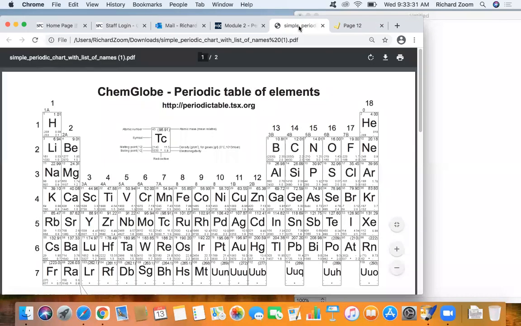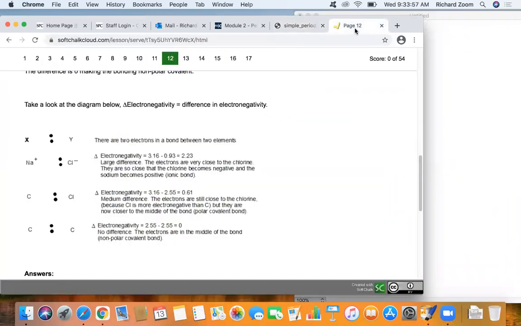So in summary, when you've got two elements that are far apart, metals and non-metals, for example, it's going to be ionic. When you've got two non-metals in the same region that are different, it's likely to be polar covalent. And if it's the same element on both ends of the bond, then it's going to be non-polar covalent. Does anybody have any questions?